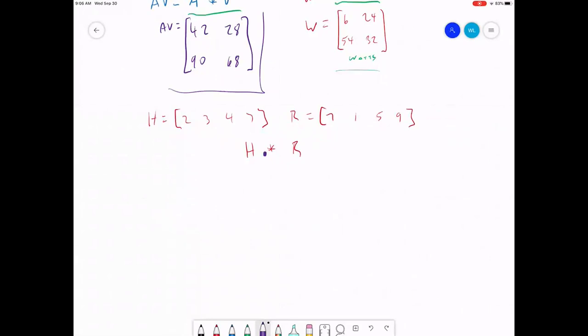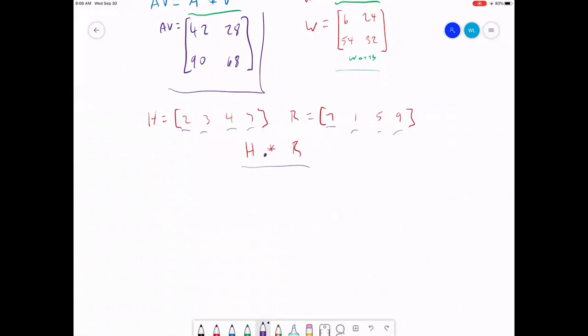Okay, so just like here, we did H times R. If we did not have our dot operator, this would be trying to do matrix math, which doesn't work with two vectors. So the dot operator allows us instead to multiply element-wise. So 2 times 7, 3 times 1, 4 times 5, 7 times 9.